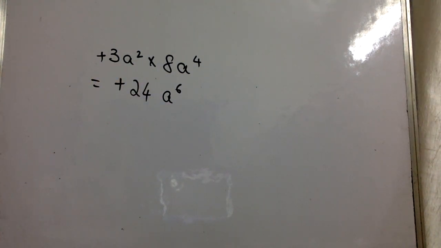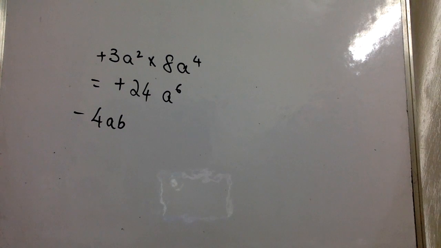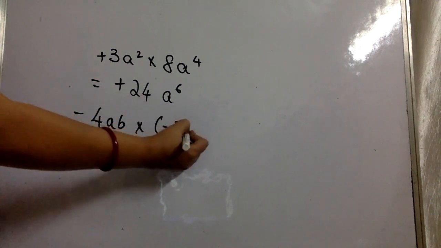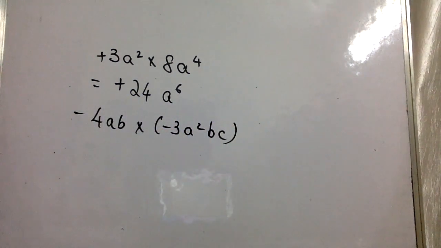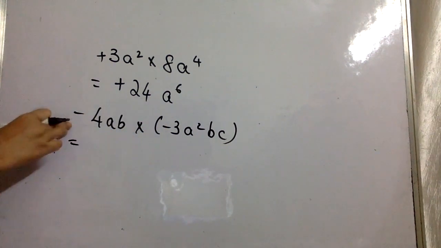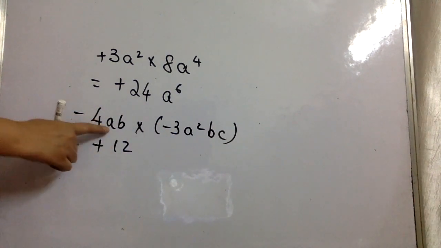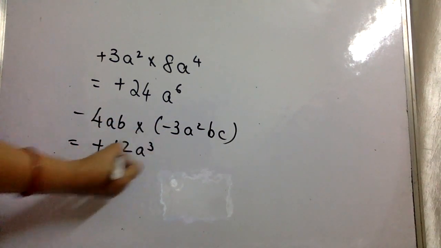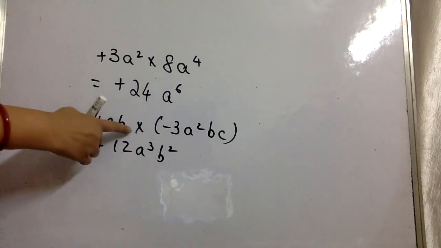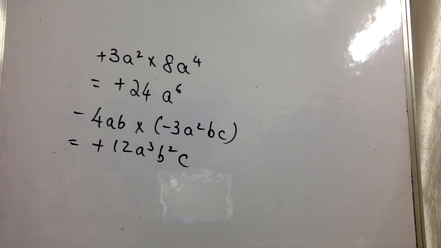Let me take another one where there are more negatives. Minus 4ab, keep watching, every time we'll have unlike terms, into minus 3a square bc. Back again, first sign with sign, minus with minus, plus. Number with number, 12. a with a, that is a cube according to our law of exponents. b with b, that's b square, and there is no c here, no problem, just copy the c. So that is my final answer, as simple as that.